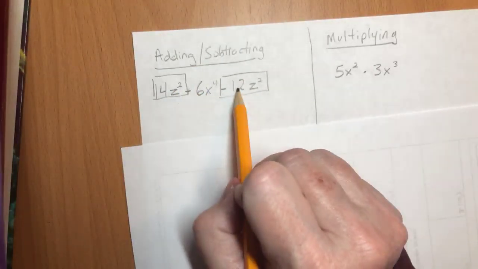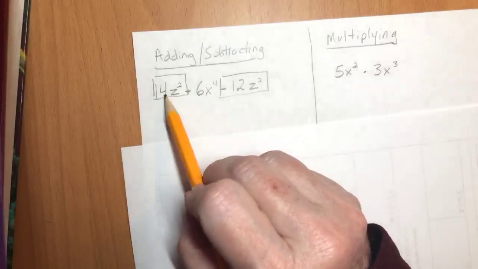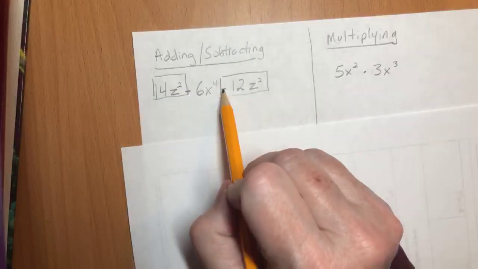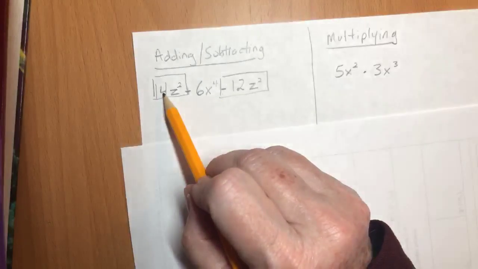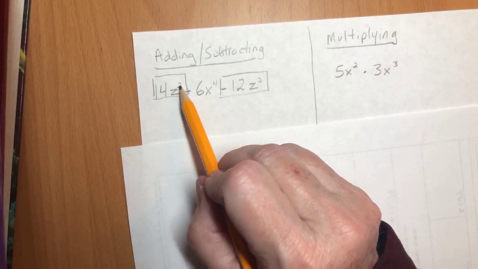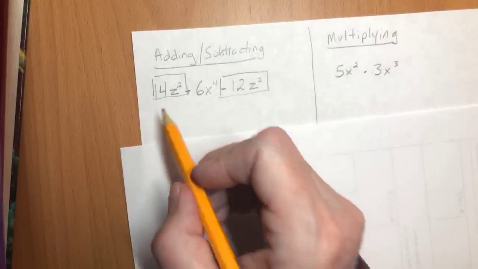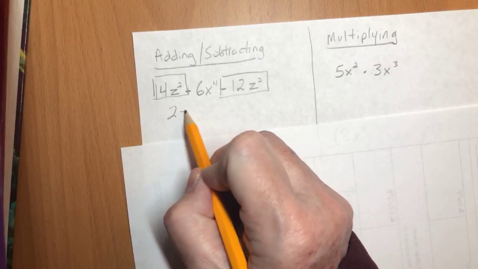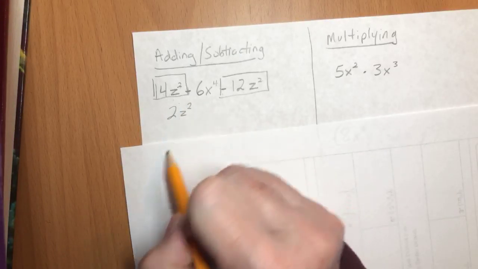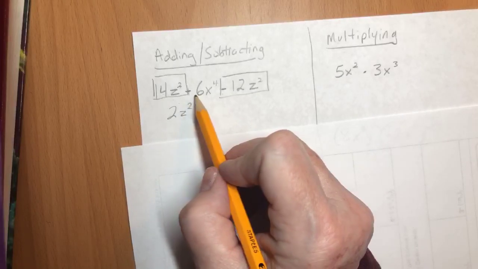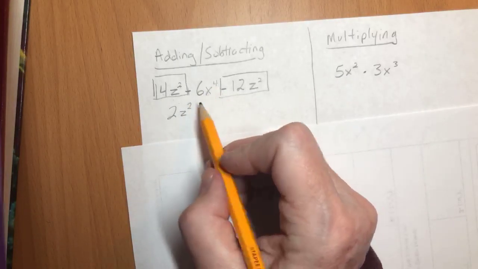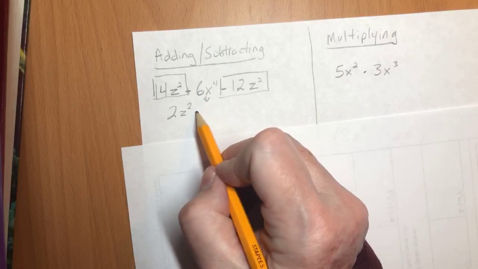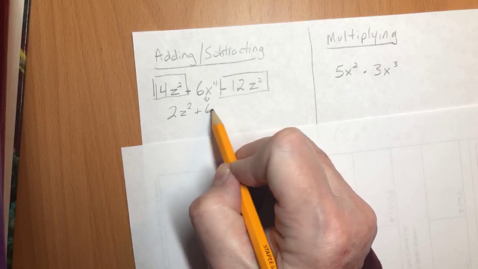Okay, so these are called like terms. These two can be combined together. So what is 14 minus 12? 2. That means we have 2z to the second power. So we can easily see we have 6x to the 4th power left, so we just simply bring that down, plus 6x to the 4th.